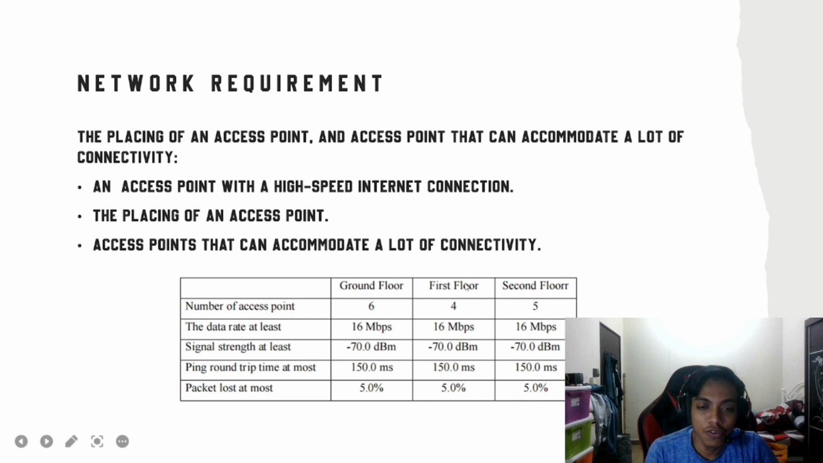have a different result for every floor, but mostly have the same. The only difference is in the number of access points. On the ground floor, the number of access points we have is 6. First floor we have 4. Second floor we have 5. For the data rate, all the same, which is 60 Mbps. Signal strength is at least negative 70.0 dBm. Ping round trip time is at most 150.0 milliseconds. And the last one is packet loss, at most 5.0%.